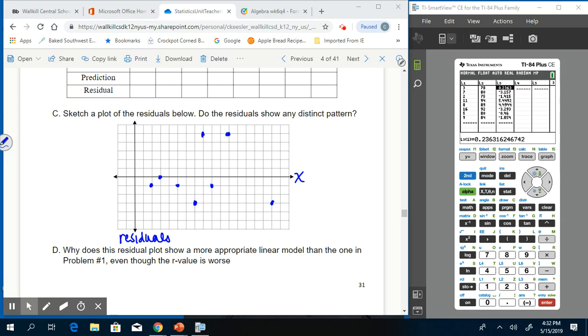There is no curve in our residual plot. So why does this residual plot show a more appropriate linear model than the one in problem number 1, even though the R value is worse? So here, the residual plot shows a more appropriate linear model because the points are scattered above and below the x-axis, and there is no distinct pattern in the residual plot.